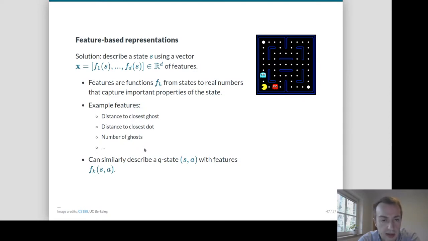And then what would happen is that different states S could have the same feature-based vector representation, or if they are different but semantically almost the same, they could have vector representations that are close to each other according to some distance function. So we could do that for states, but we could similarly describe a Q state, so a state-action pair, with features, for which the feature functions would be defined in terms of both the state S and the action A.